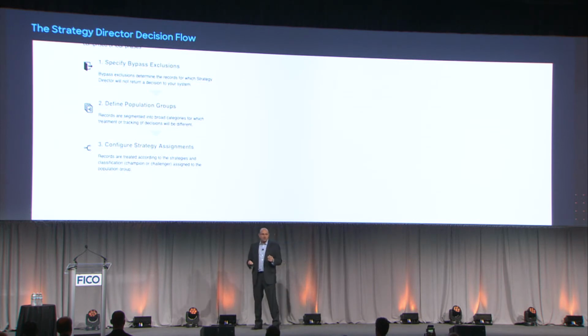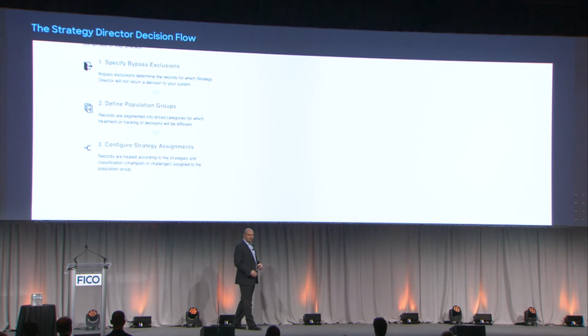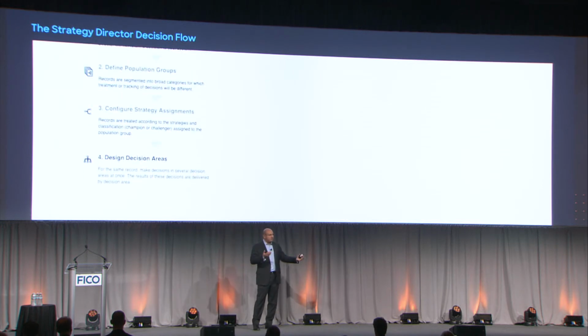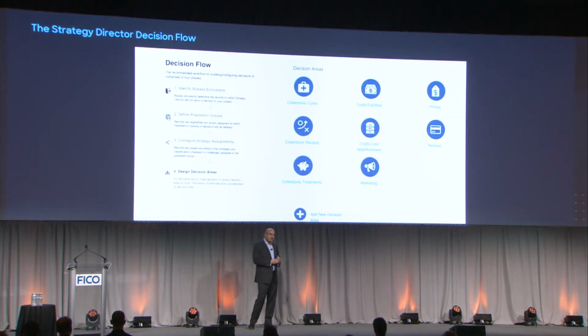It's also where you define where your champion and challenger tests are going to take place. And in Strategy Director, you can configure as many champion and challenger tests as may be necessary to run your business. And then we orchestrate decision areas, which is just defining which decision areas are going to apply and in what order. And finally, the decision areas themselves.